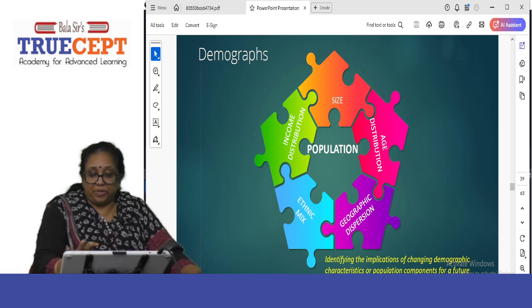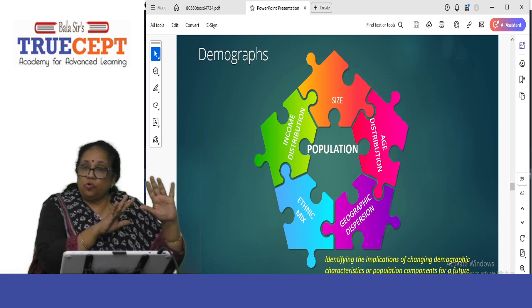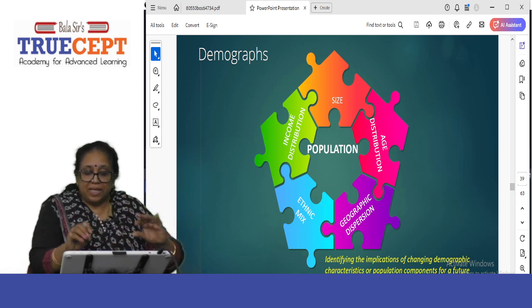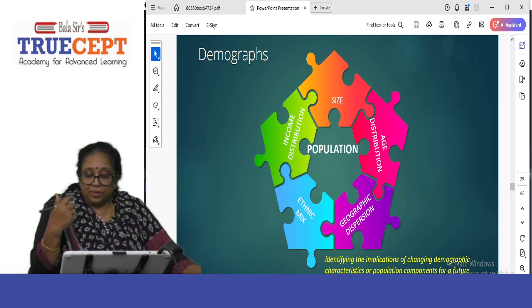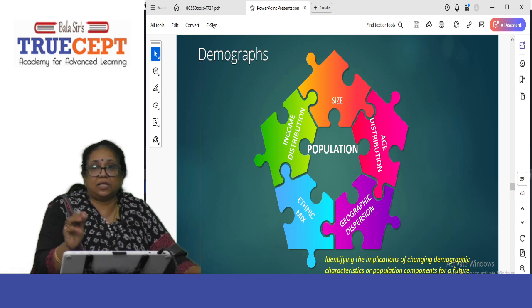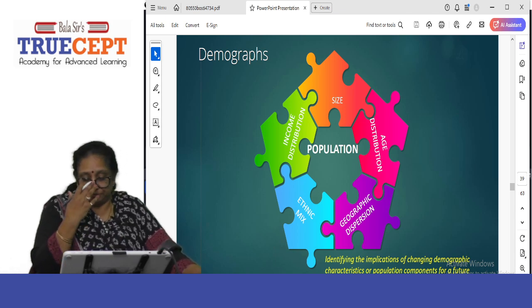Then this is the population, the size, age, distribution. Don't go too deep into this part. You go with that slide I talked to you about and just mention 2 or 3 in this. Maybe you can talk about the size, the ethnic mix, income distribution. These 3 are the most important because they determine what kind of a market you have.